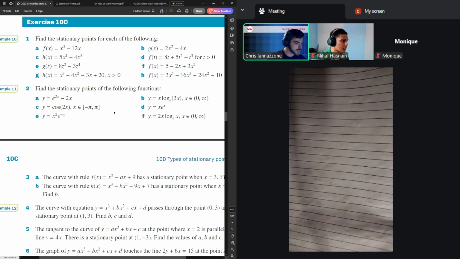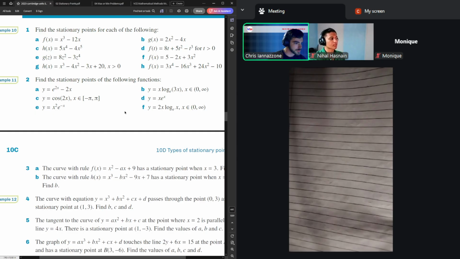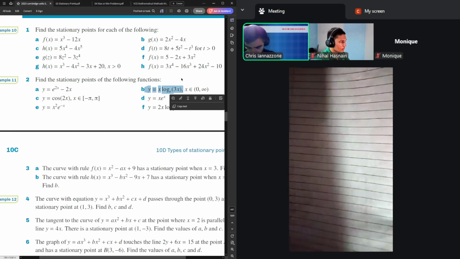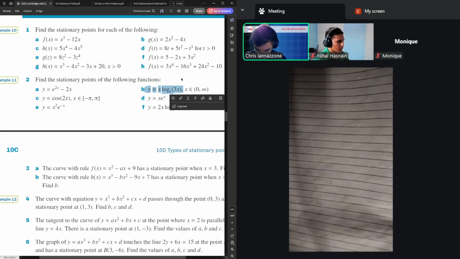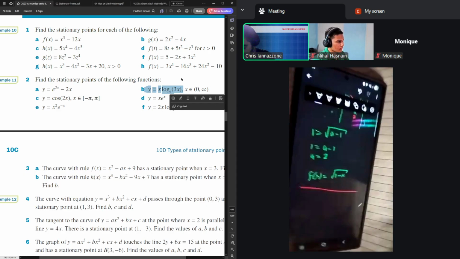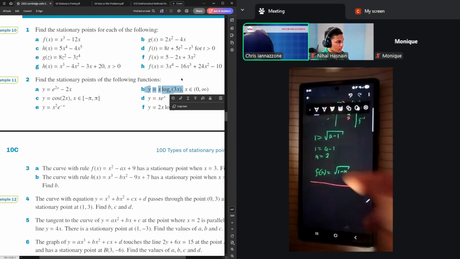Let's try a nice and simple, well, maybe not too simple, let's go with 2b here. Make the derivative at least a little bit challenging. 2b, find the stationary points. So that's what we're going to aim for. Start writing it up. In the meantime, let's have a think about how we would solve it.